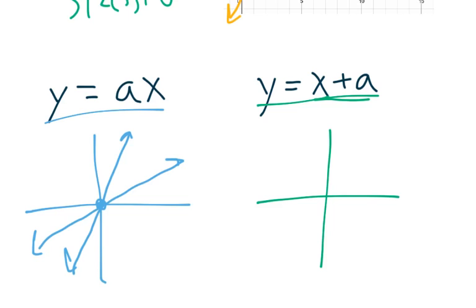So it probably is not going to go through 0, 0, but it might go through a line like right here. And this is going to be a. If a is a different number, it might be down there. It might be up here. So the point is that we can take from this, if you have y equals something times x, it has to go through the origin. If you have y equals x plus something, it's going to start on the y-axis at that something.